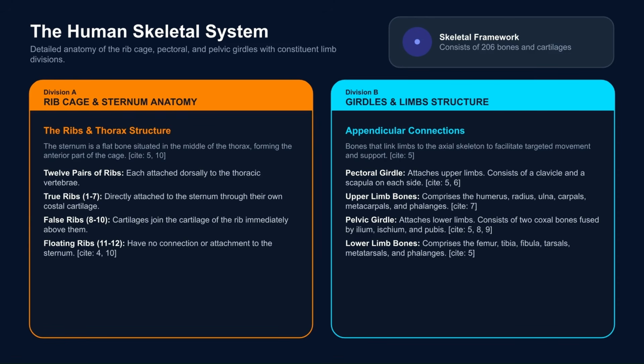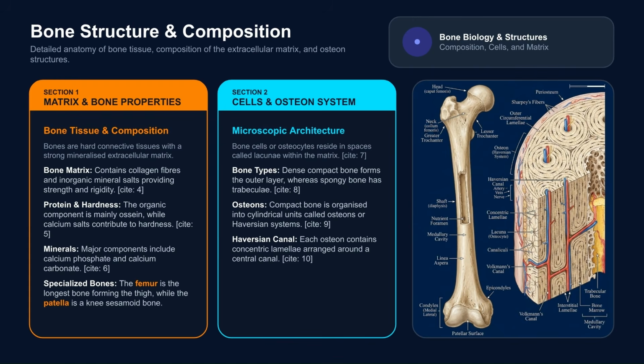sternum. The sternum is a flat bone situated in the middle of the thorax and forms the anterior part of the rib cage. The pectoral girdle attaches the upper limbs to the axial skeleton and consists of a clavicle and a scapula on each side. The upper limb consists of the humerus, radius, ulna, carpals, metacarpals, and phalanges.